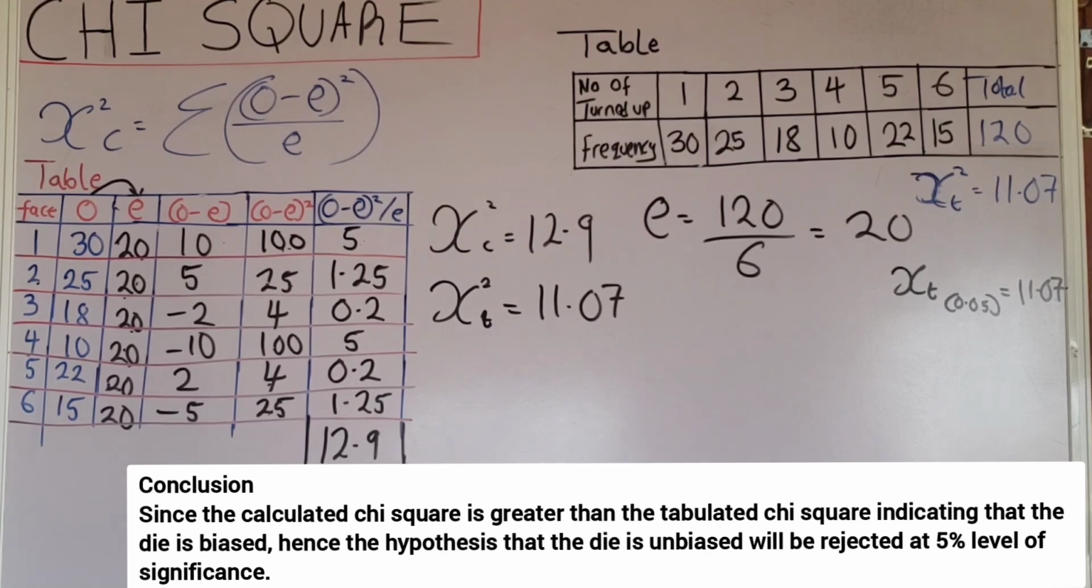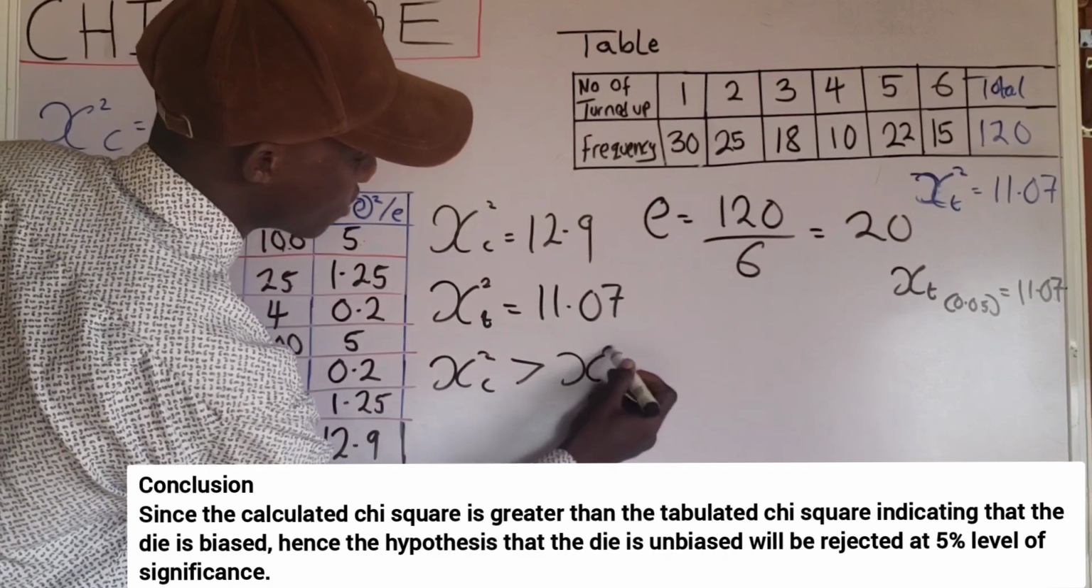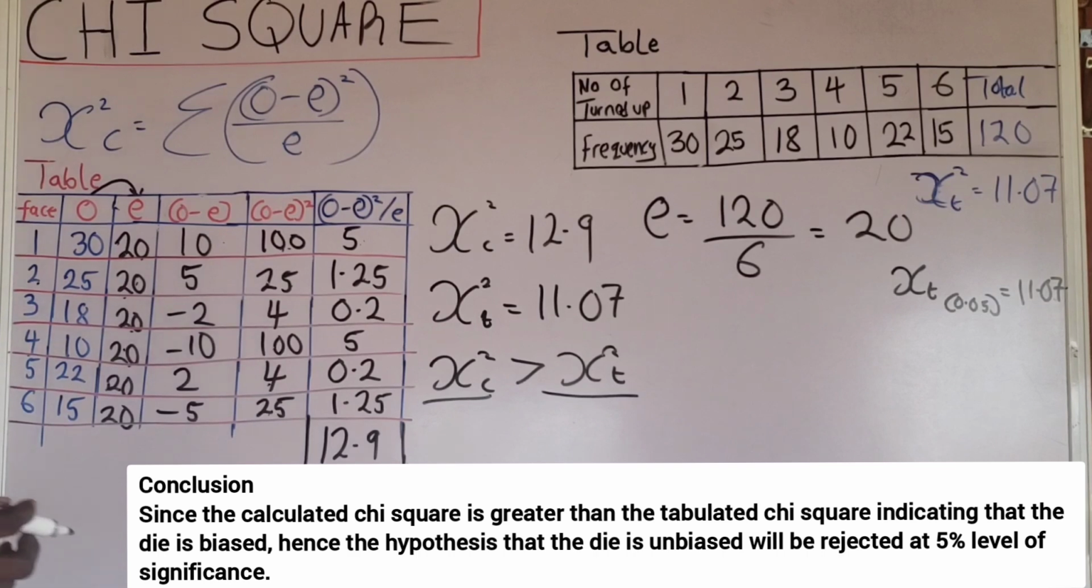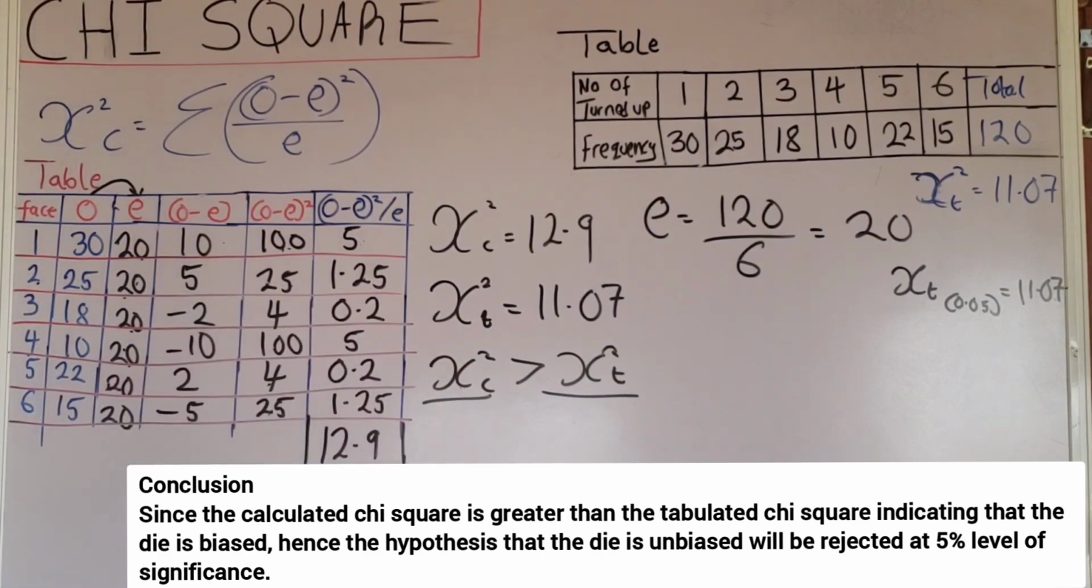I'm going to explain. You can see that the calculated chi-squared is greater than the tabulated chi-squared. That means that the hypothesis that the die is unbiased will be rejected. You understand? The reason is that the calculated chi-squared, xc squared, is greater than xt squared at the 5% level of significance. So we are going to reject the hypothesis. The die is biased.